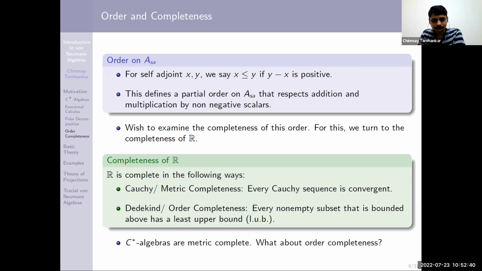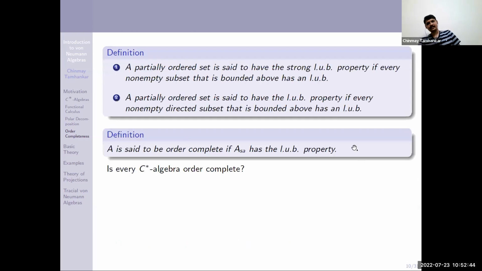So we will need to define this order completeness. A partially ordered set is said to have the strong LUB property if every non-empty subset that is bounded above has an LUB. So this is the same as the property of R. And we say that it has the LUB property if every non-empty directed subset that is bounded above has an LUB. If you recall, a directed subset is a subset in which given any two elements, there is a third element in that subset which is greater than or equal to both of them. Obviously this second condition is weaker than the first condition, and we will be using this condition for reasons which will be clear later. But note that for a totally ordered set, these two conditions are equivalent.